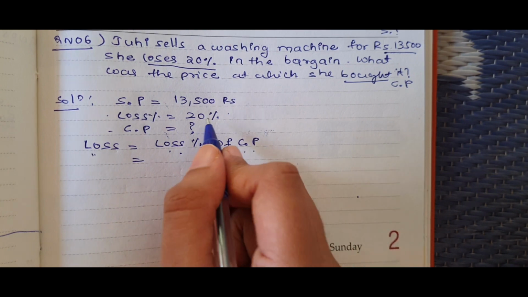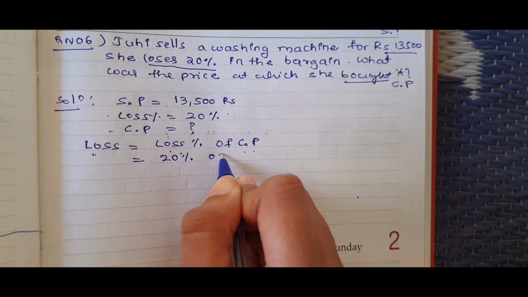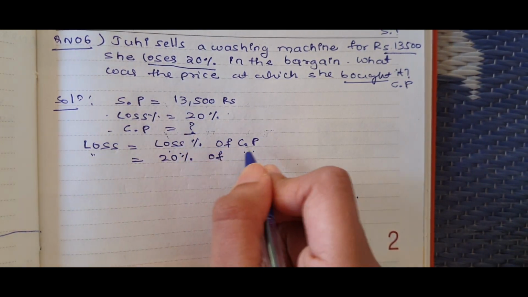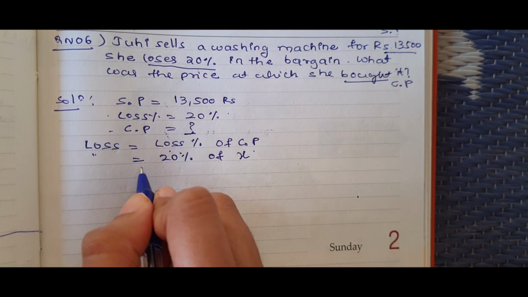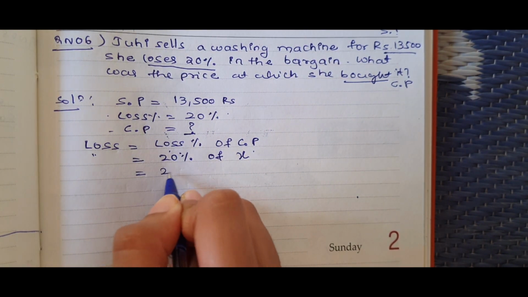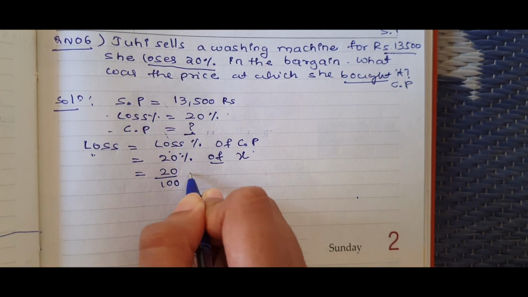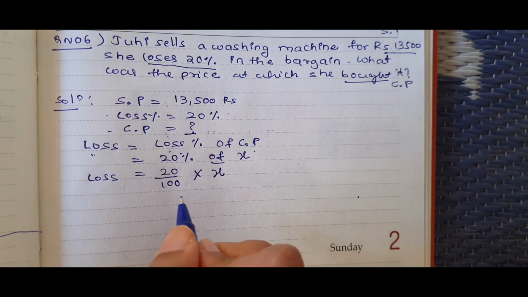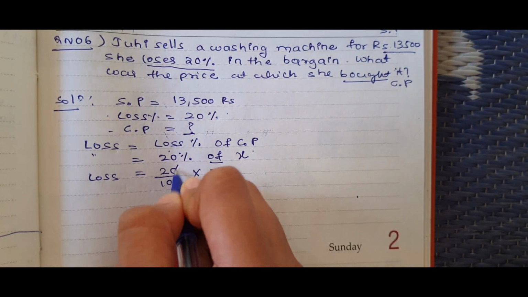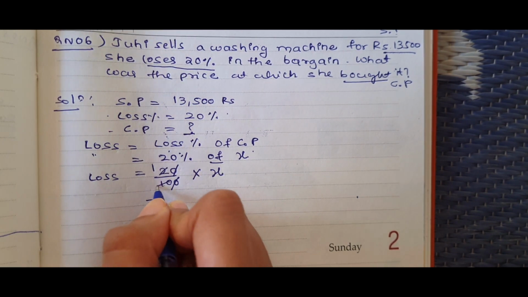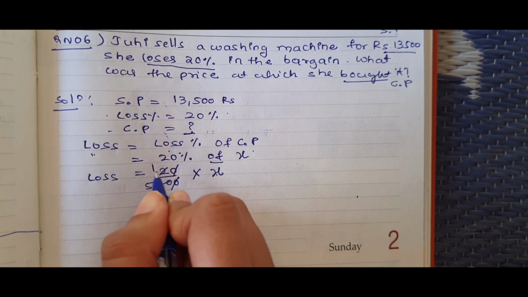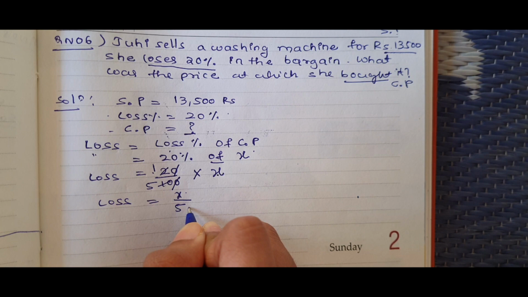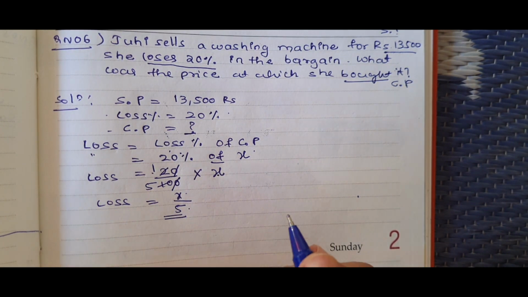Now what is the loss percent? Loss percent is 20% of what? CP. CP is how much? We don't know. So let me put this as X. 20% means 20 divided by 100. Of is nothing but a multiplication. Multiply this with X. Loss is equal to 20 divided by 100 into X. This 0 got cancelled. 2 ones are 2, 2 5s are 10. So this will be 1 into X, that is X divided by 5. We got the loss as X divided by 5.